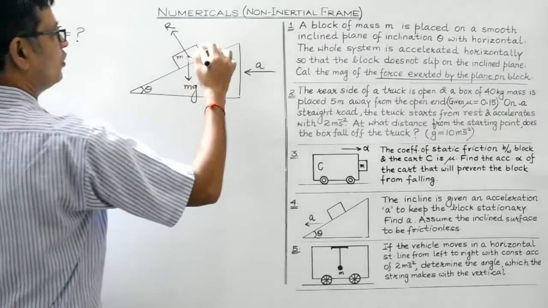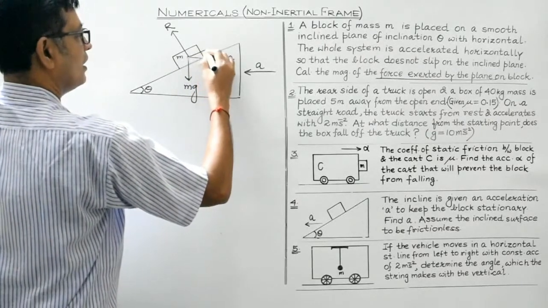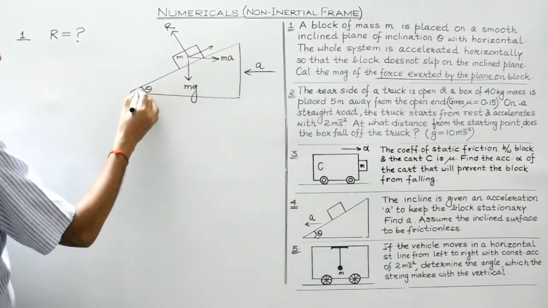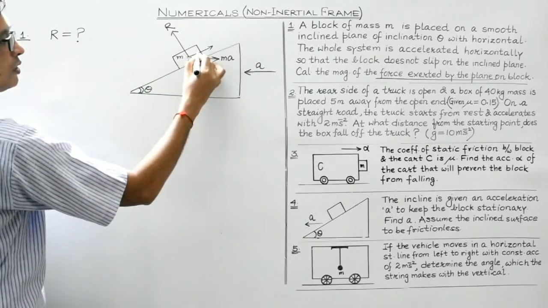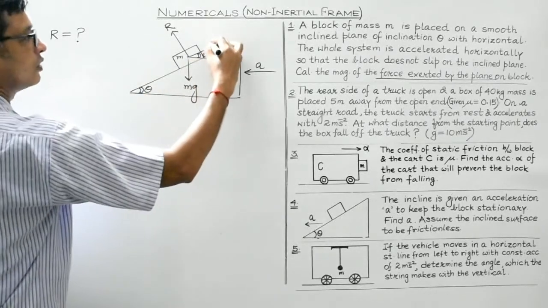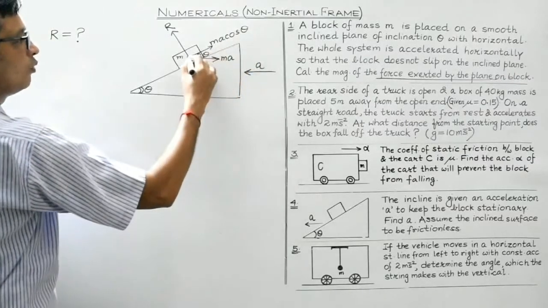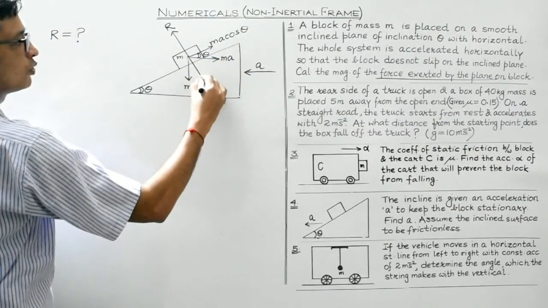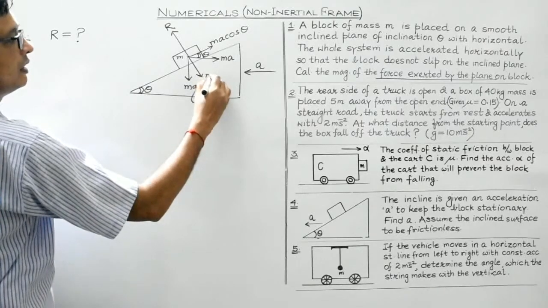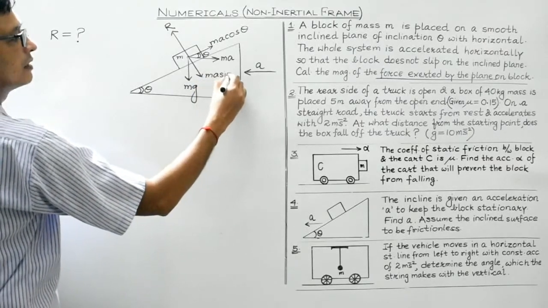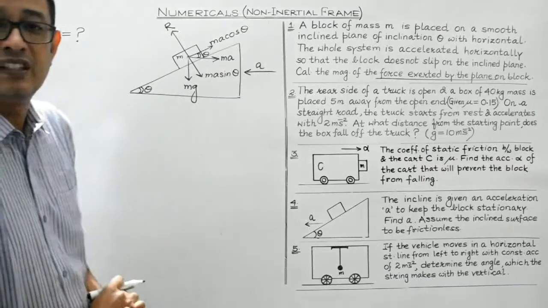Okay, now what to do is, let us resolve ma into two components. If this is theta, this would also be theta, a pair of corresponding angles. So this component would be ma cos theta, while the other perpendicular component, opposite to the reaction force, would be ma sin theta. Am I clear, students?